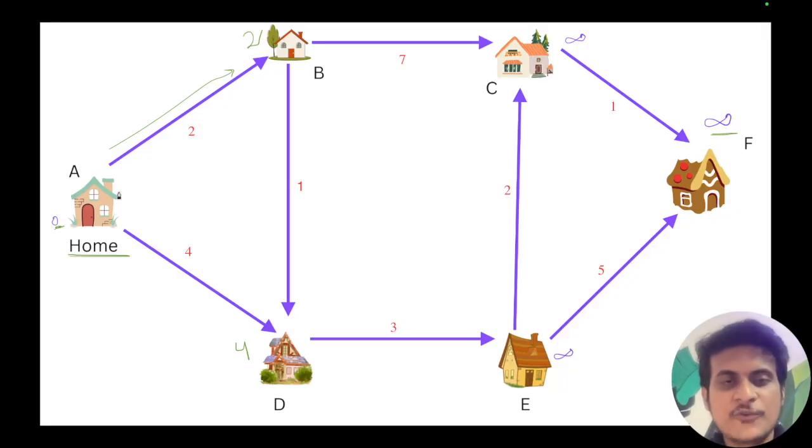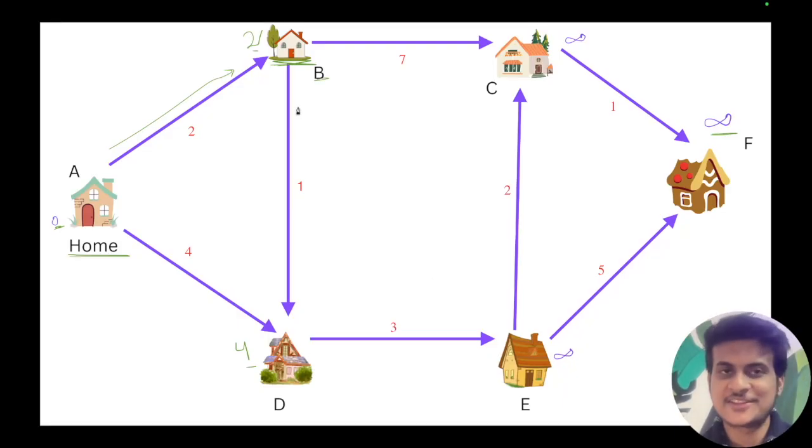Now, after initializing the nodes, the second step we follow is to go to the next vertex. Now we will see which vertex has the shortest path, the least value. So B has 2 and D has 4. So we will go to the B node. After reaching vertex B, we will find the other vertices that are connected with B, that is C and D.